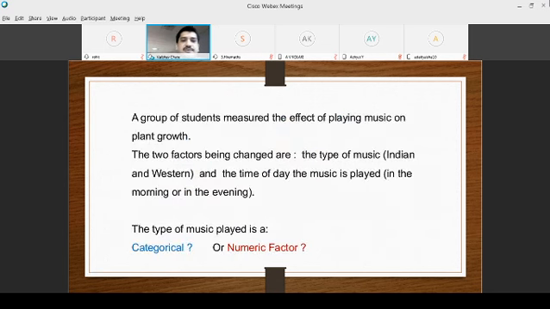Let us take one quiz. A group of students measure the effect of playing music on plant growth. The two factors being changed are the type of music and the time of the day the music is played, in the morning or evening. The type of music is which factor? It is a categorical factor because it is quality. It defines quality. So it will be categorical.